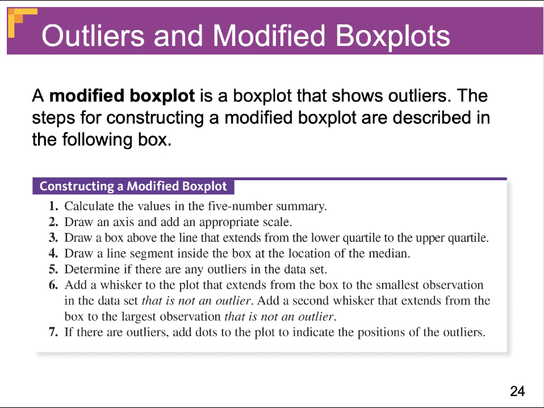If you have an outlier, you're going to draw your whisker only to the last point that's not an outlier. Then your upper whisker is only going to be extended to the largest observation that is not an outlier. If you have an outlier, you're going to go beyond those whiskers and add dots.